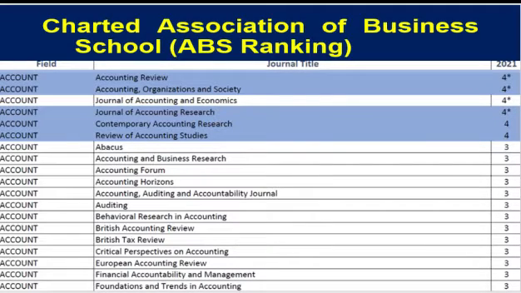If we talk about the ABS ranking, or Chartered Association of Business Schools, it ranks the journals into 1, 2, 3, 4 and 4-star journals. For example, Accounting Review is a 4-star journal. Similarly, Journal of Accounting and Economics is also a 4-star journal. Accounting and Business Research is a 3-star journal. So the ABS ranking ranks the journals into 1, 2, 3, 4 and 4-star journals.